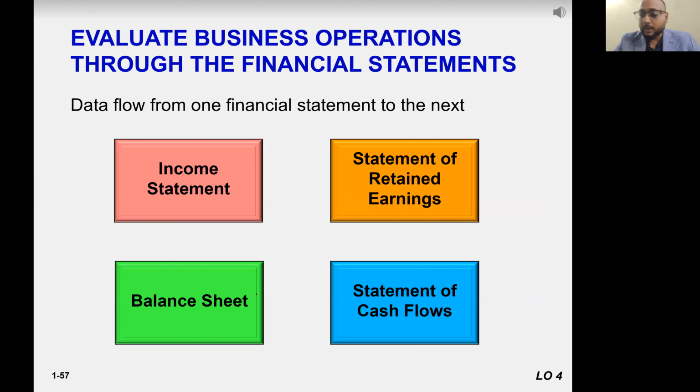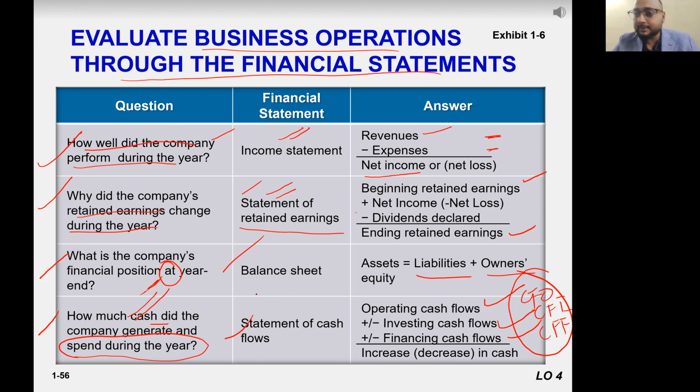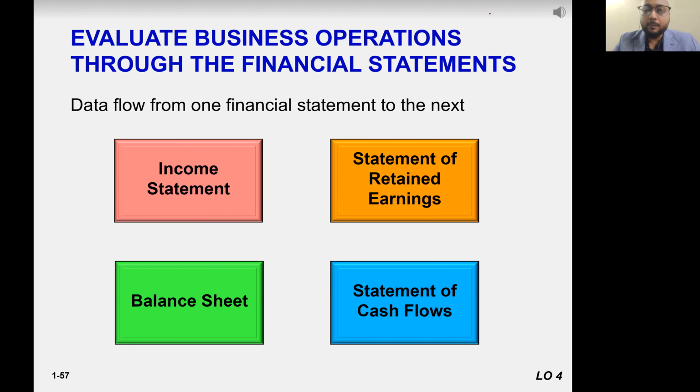So we have seen how questions are going to be answered, and this is the kind of data that flows to evaluate the business. First, you need to evaluate how well your business is doing, then how much you distributed, then what your financial position is, and at the end, how much cash you distributed during the year. Simple. So this is a hierarchy.